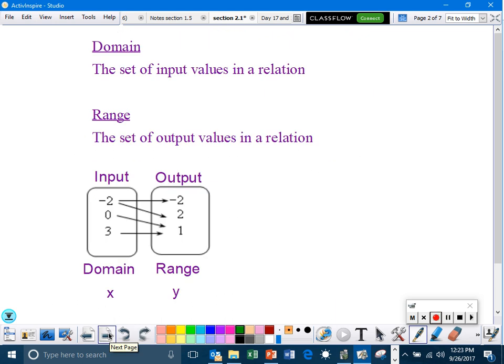So let's review domain and range. Remember the domain, also known as your input, that is your x values. The range is your output, and those are your y values. Okay, I'll give you a minute to go ahead and copy the rest of this page.